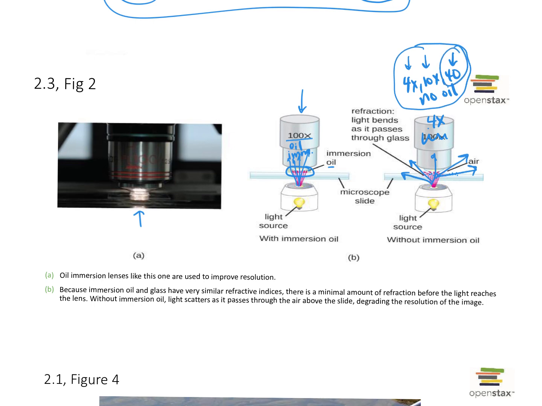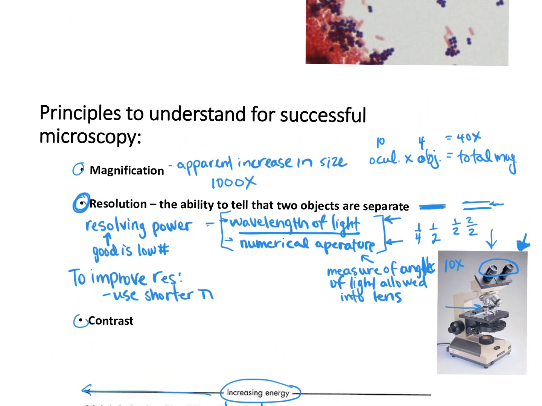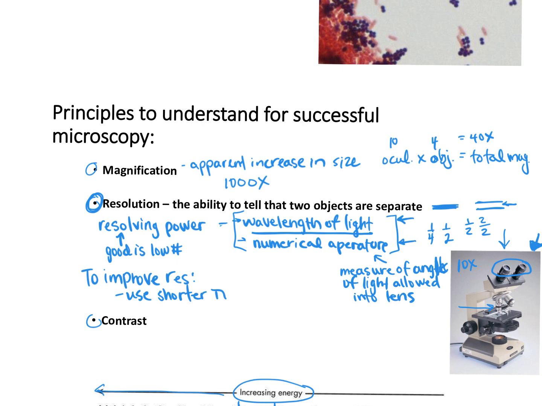Okay, so what I'm getting at here is that when we use oil and an oil immersion lens, that's going to improve the resolution because it increases the numerical aperture. Okay, so use oil and a specially designed oil immersion lens, and that will improve the resolution.